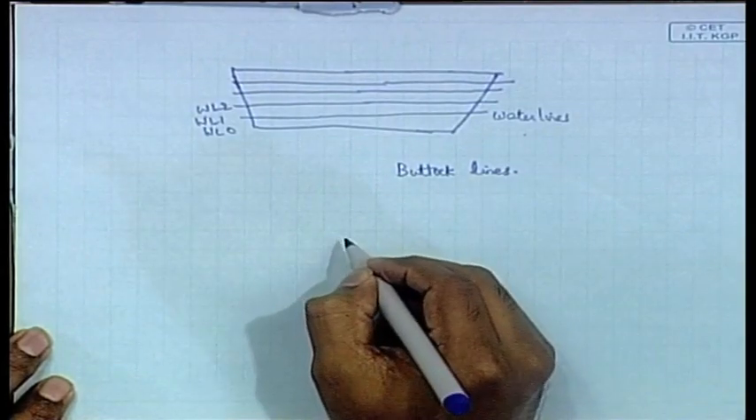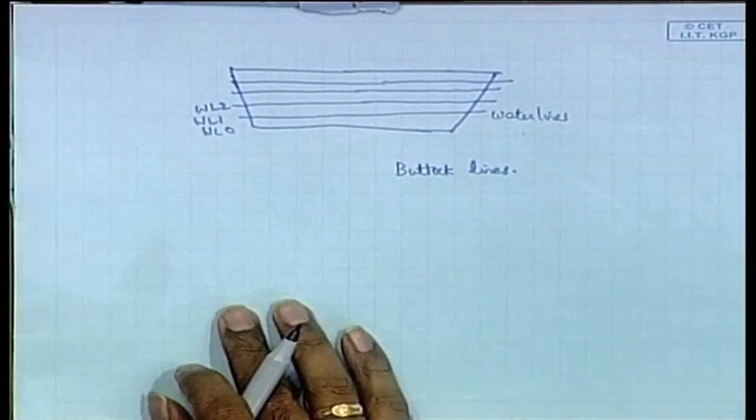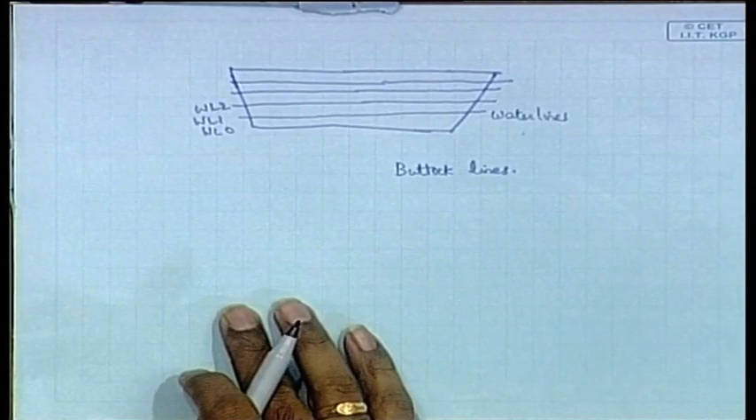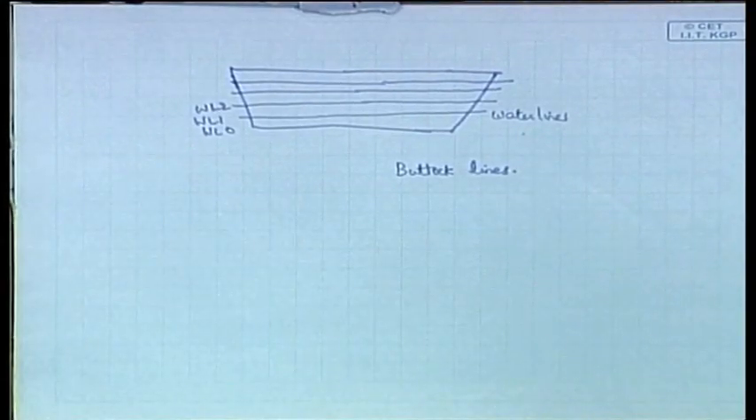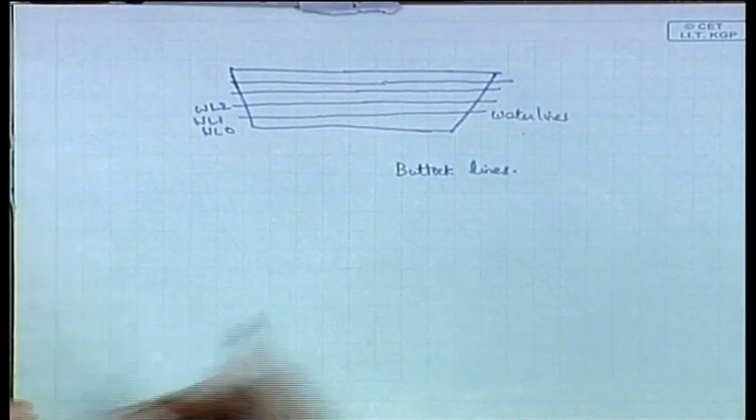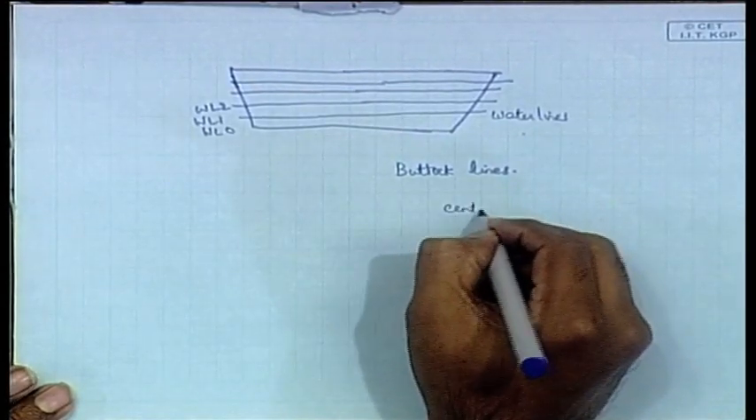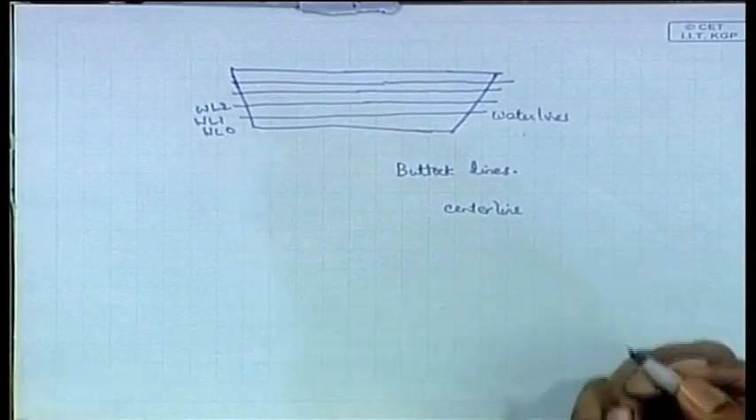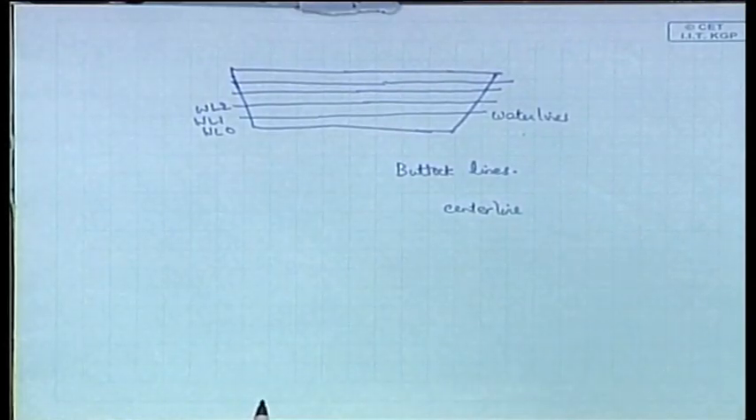That, of course, I will draw in the next figure. In that half breadth, you start from one end, and the middle part is known as the center line or center plane. So from the center line you go up to the maximum breadth.